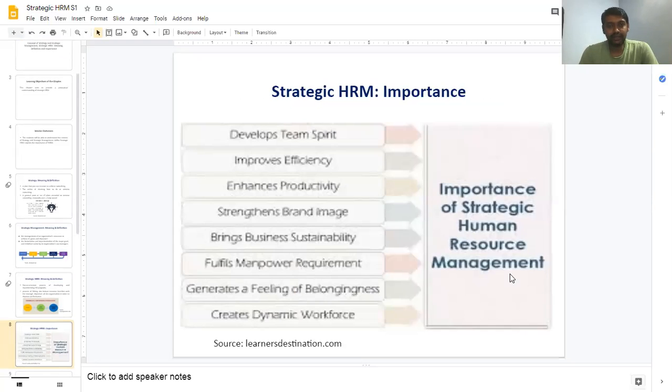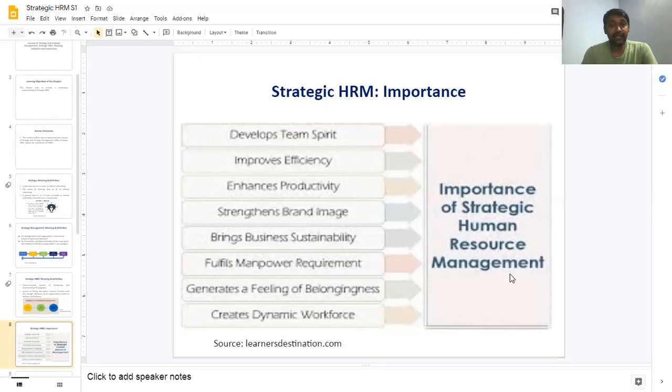So we are done with the meaning or the definition of strategy, followed by strategic management. Then we understood what is strategic HRM. Now we'll understand the benefit or usage or importance of strategic human resource management. The first point says develops team spirit. Through proper strategic planning with respect to human resource management, we develop team spirit among the employees in the organization. This is the first and foremost important thing.